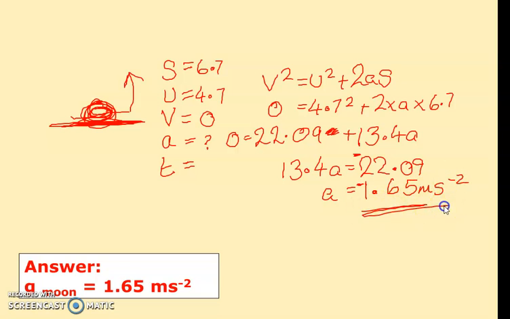So the big question is, why is it a minus? And that's simply because, of course, his initial direction was moving up, and the gravitation is pulling him down again. And therefore, the gravitational acceleration towards the moon is indeed 1.65. So minus 1.65 is technically correct, but 1.65 is fine as well.